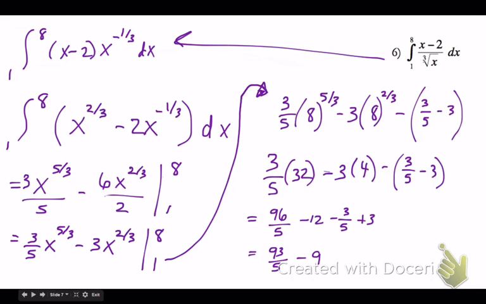Okay. So if I get a common denominator, I have 93/5 minus 45/5 equals, what's 93 minus 45? I'm asking you because I don't want to do it. 48? 48/5.